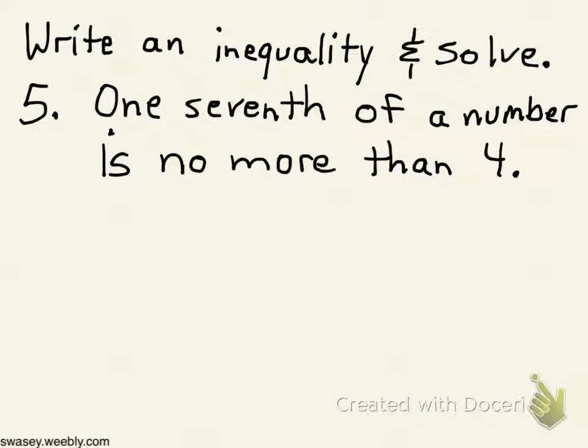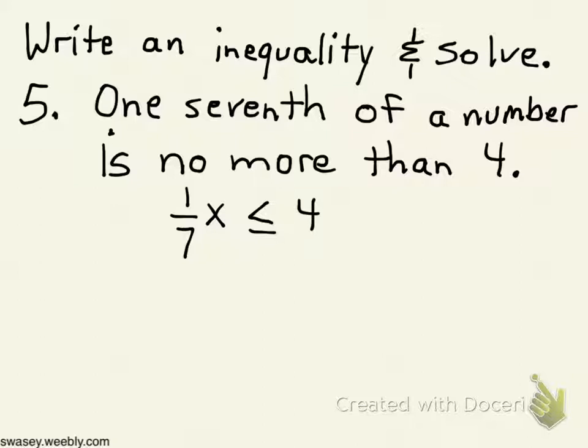Number 5. This time we're writing an inequality and then we'll solve it. 1/7, so that's the fraction 1 over 7, of a number, so times a number, you can use n or x, or whatever letter you choose, is no more than. Is no more than means less than or equal to.